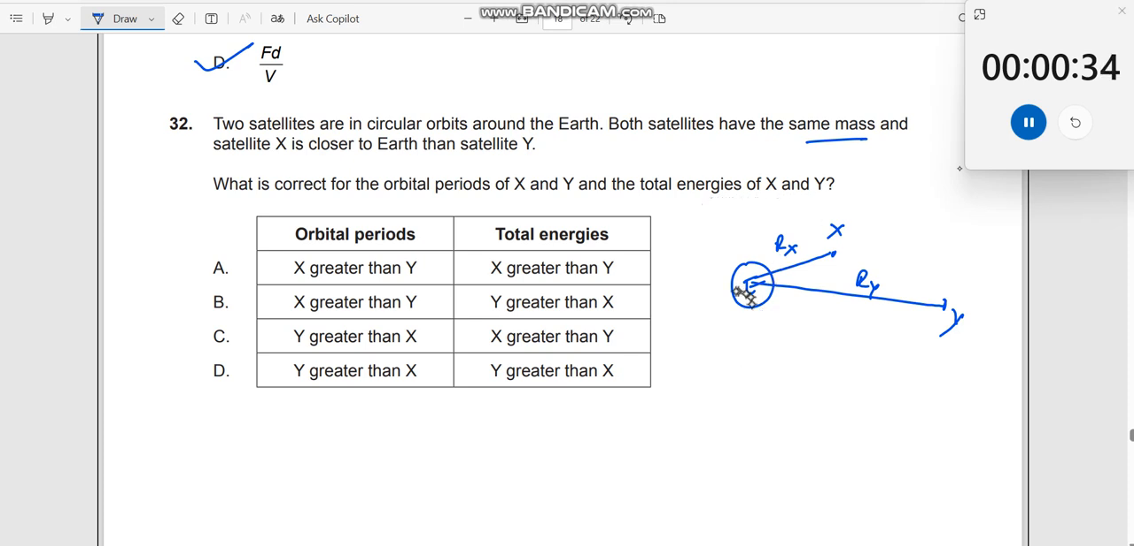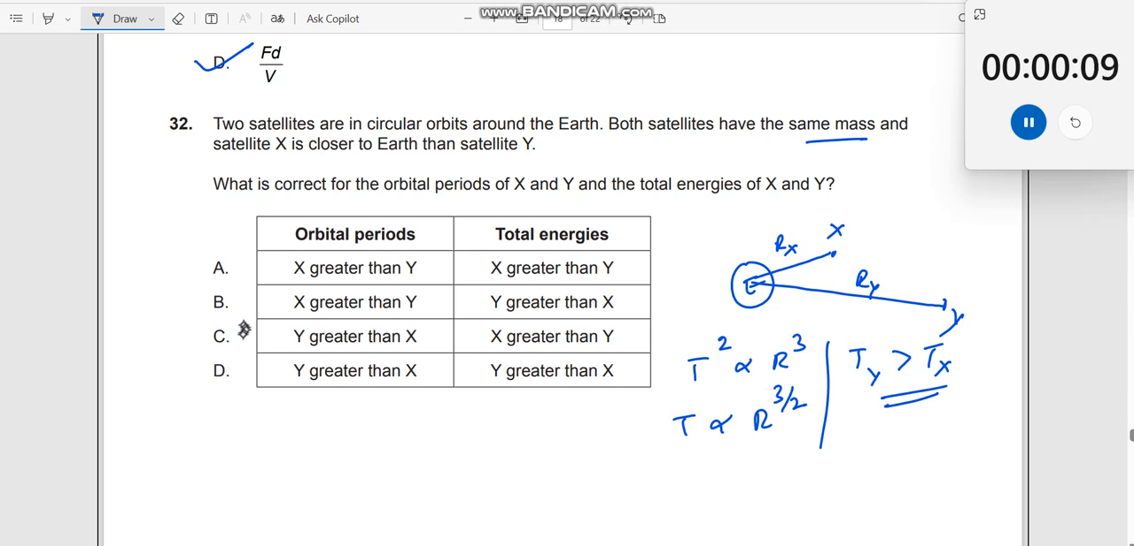Orbital period. How do you define orbital period? By Kepler's law, right? We know that T squared is proportional to R cubed, Kepler's third law, which tells me that T is proportional to R to the power of 3 by 2. So if you apply this rule, then what can you see? You can say that for Tx and Ty, the R value for Y is much higher than X. So you can say Ty is greater than Tx, right? So the answer could be either C or D. So these two are incorrect.